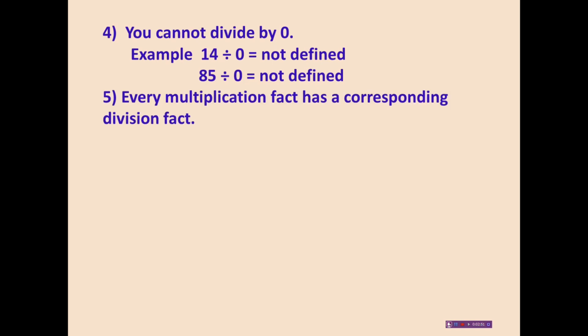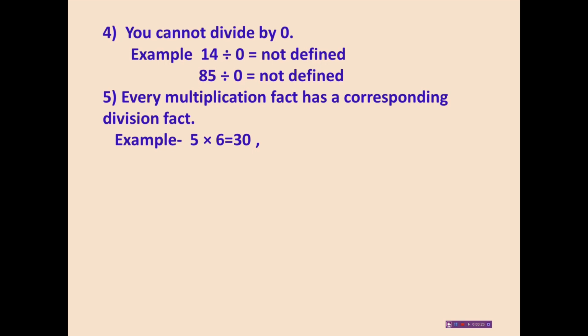The next property of division is that every multiplication fact has a corresponding division fact. Let's see how. Taking an example, 5 multiplied by 6 is 30, right? Here we have 5, 6 and 30, which is the greatest number. If I multiply two small numbers, I always get a bigger number. Now this 30 is the greatest among all.